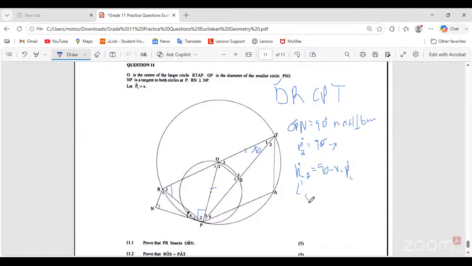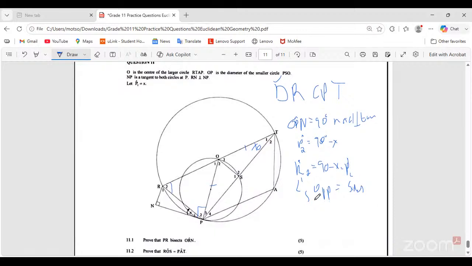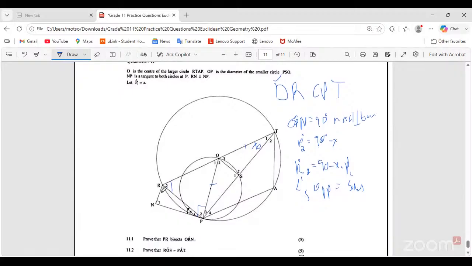Why? Because those are the angles opposite equal sides. Angles opposite equal sides. Sure. Now, let us find R1. How can we find R1? Now we can simply say 180 degrees minus 90 minus x. R1 is equals to 180 degrees minus 90 degrees minus x. This gives me 180 minus 90 gives me 90 degrees minus x.